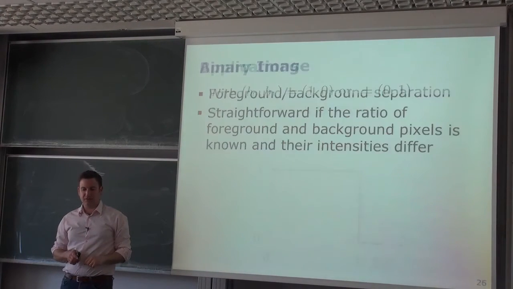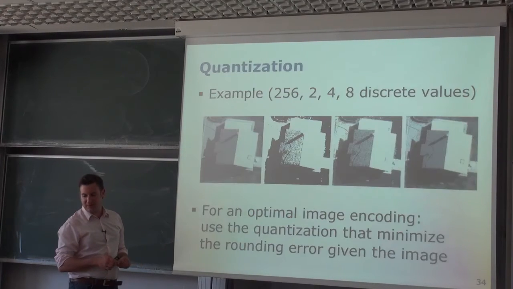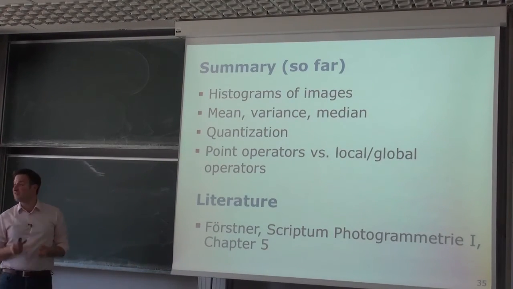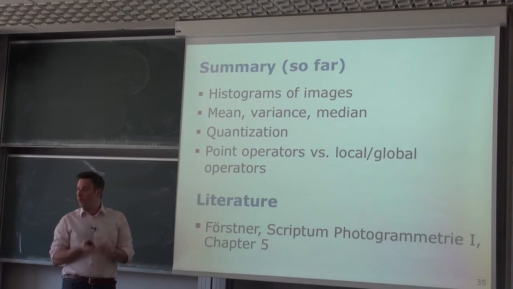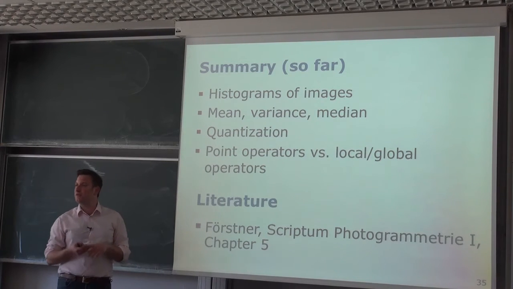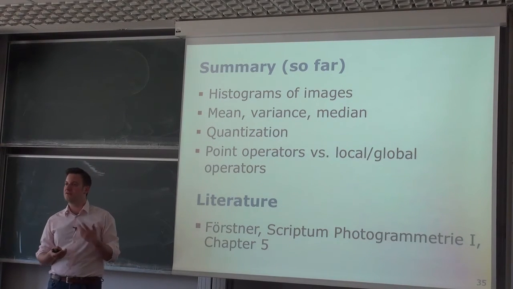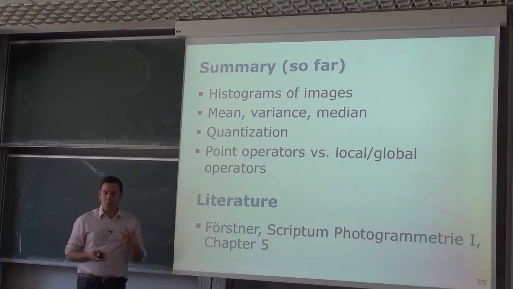We looked at foreground-background separation until we ended up with quantization and what we discussed. So what we discussed last week, just as a very brief wrap-up: what is a histogram of an image? What's the mean, the variance, and the median? What do they tell us? Basically, it's brightness and contrast.